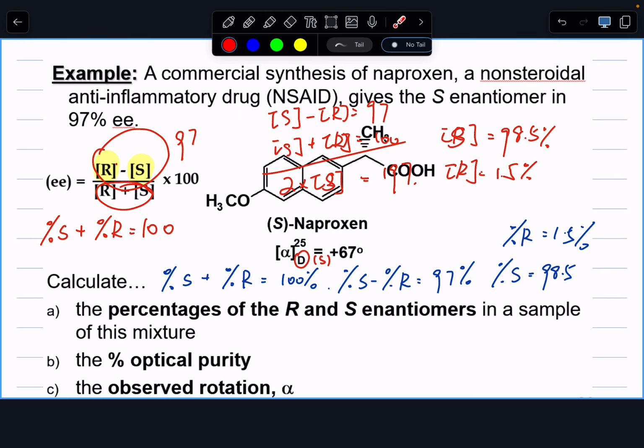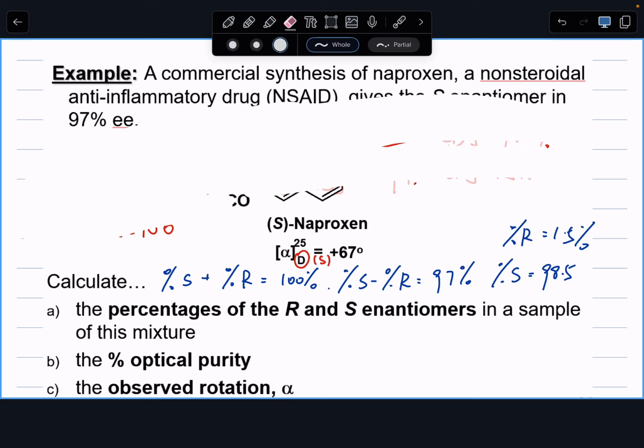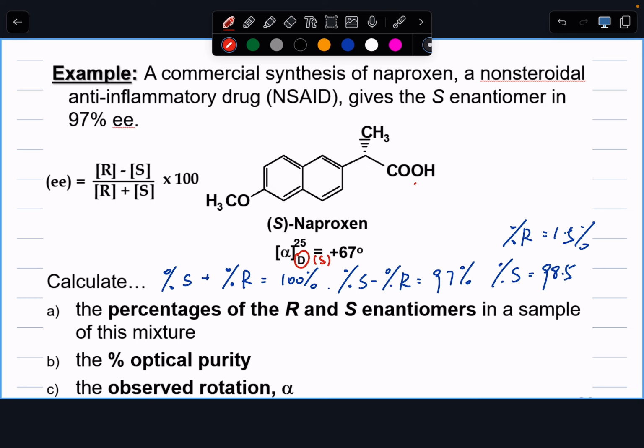Next question, what is the percentage optical purity? This one is a number that is numerically identical to percentage EE. So it's just 97%.